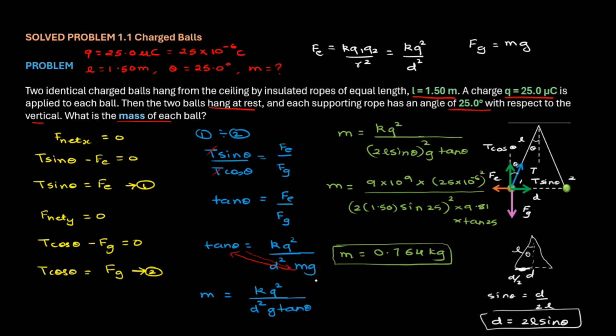Now, instead of rearranging the terms, you can also use shift solve at this point here. But you will still have to replace d as 2L sine theta. And after you substitute all the values, you can still get the value of mass m as 0.764 kilogram.